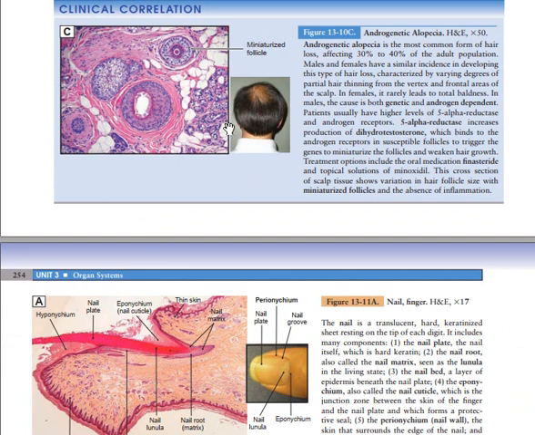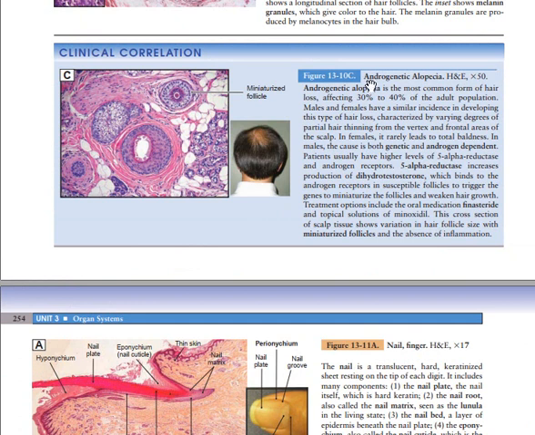Now in the clinical correlation of the hair, we have androgenic alopecia. Alopecia just refers to the falling of hair. Androgenic alopecia is the most common form of hair loss, affecting 30 to 40% of the adult population. Is it clear? Male and female have similar incidence of developing the hair loss, characterized by varying degrees of partial hair thinning.